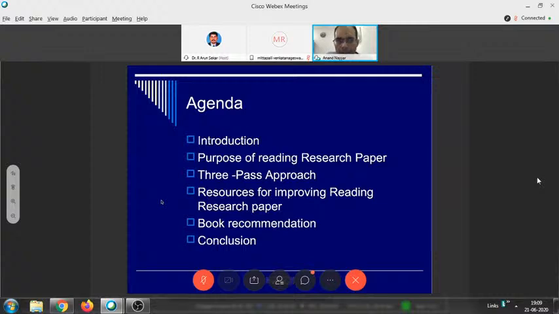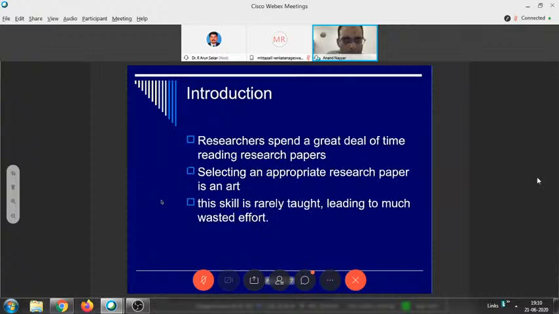See this. The first thing is the agenda: the purpose of reading a paper, and the three pass approach. Three passes: first pass, second pass and third pass. If your paper does not make it to the second pass, your paper will be rejected. I will not include your paper. I will also tell you about resources for improving research paper writing and book recommendations.